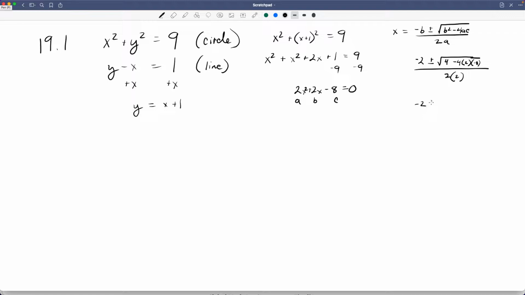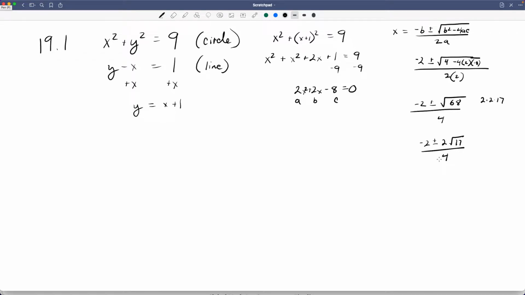So negative 2 plus or minus. And this is 4. Let's just do this first. Negative 4 times 2 is a negative 8. Negative 8 times negative 8 is a positive 64. Positive 64 plus 4 is a positive 68. And that is all over 4. All right, so I know that we can factor 68. And when we factor it, we get 2 times 2 times 17. So that becomes negative 2 plus or minus 2 times the square root of 17, over 4.